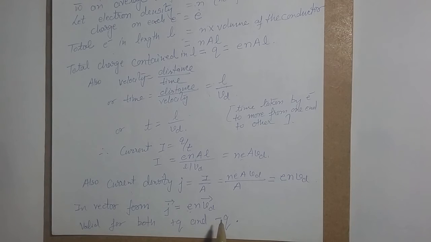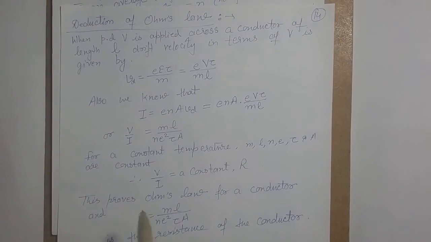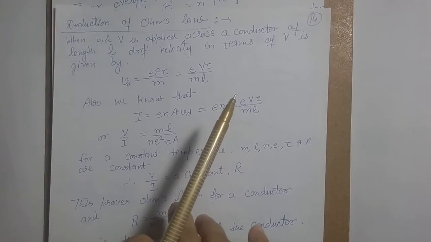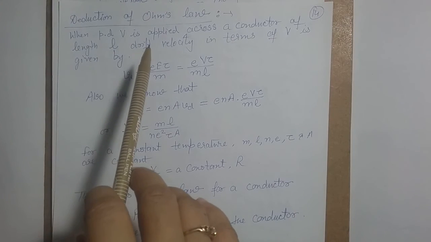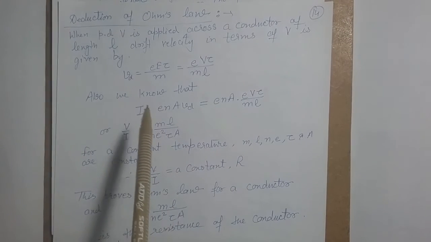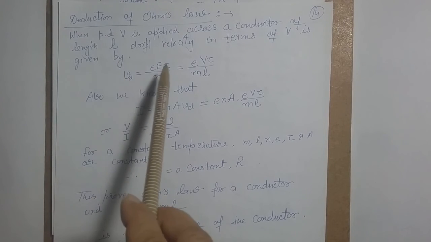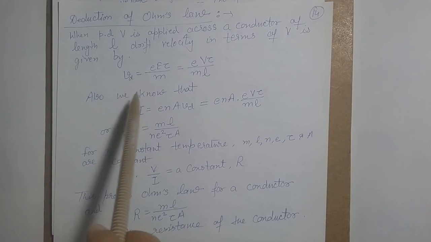Okay, now after this let us find out Ohm's law using this relation. What is Ohm's law? Ohm's law says that V equals IR. Now we have a conductor, and V is the potential difference across the terminals of that conductor. L is the length of this given conductor, and Vd is the drift velocity acquired by the electron after this conductor is connected to the battery or cell.